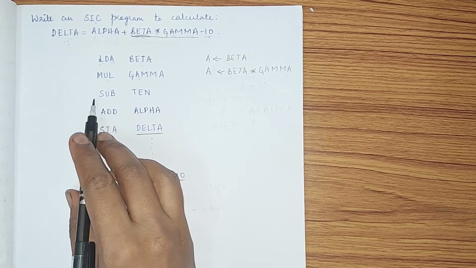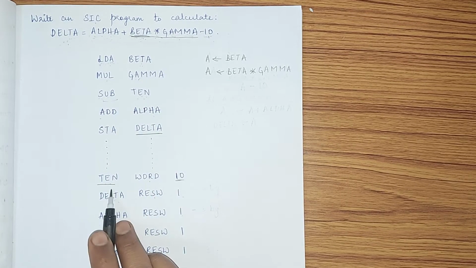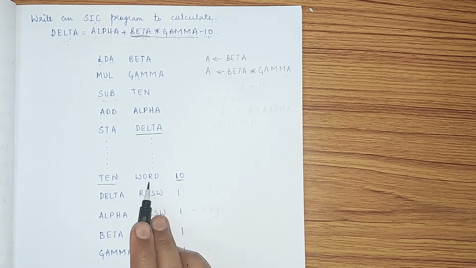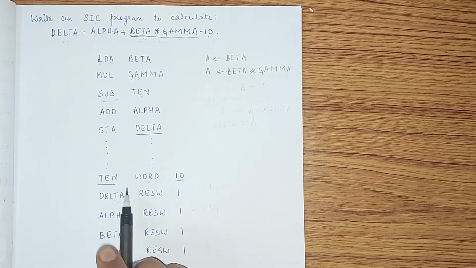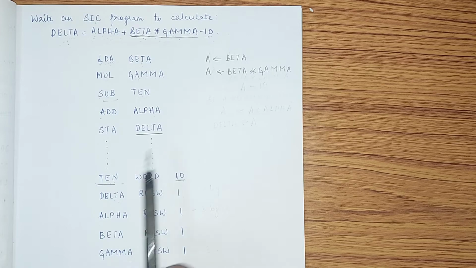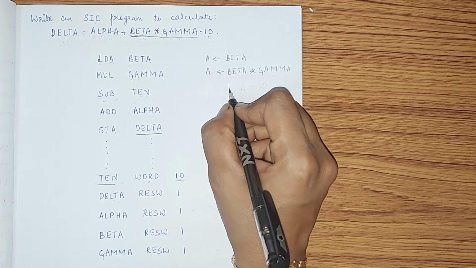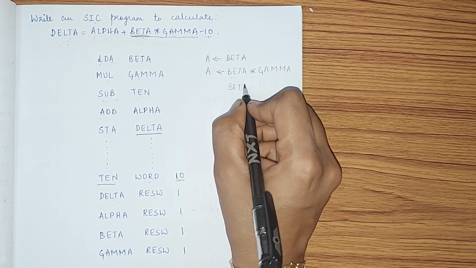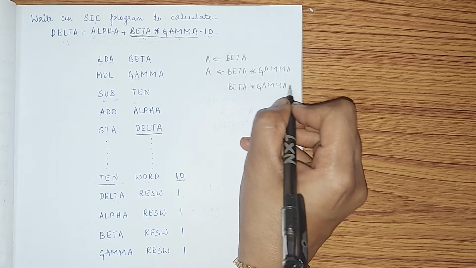For that we are going to write this statement, SUB TEN. But what is TEN? TEN is a word which has this value, that is 10. This is how we denote it in SIC program. 10 is a constant and it is defined by this word TEN. So we are going to subtract 10. That means the result that is there in the accumulator now contains beta star gamma, and now that is subtracted with 10.